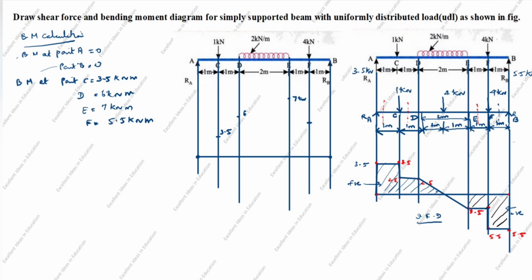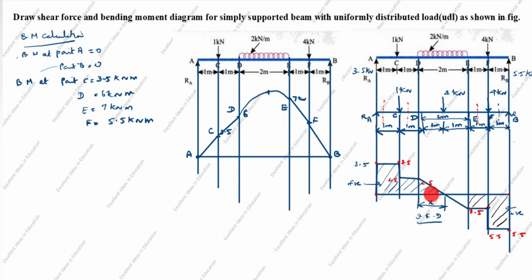Now we will join the line. This is a parabola. Now join the line. This is C, D, E, F. This is B. Now we will calculate this point. You see, this point we don't know. So we need to calculate this point, X.